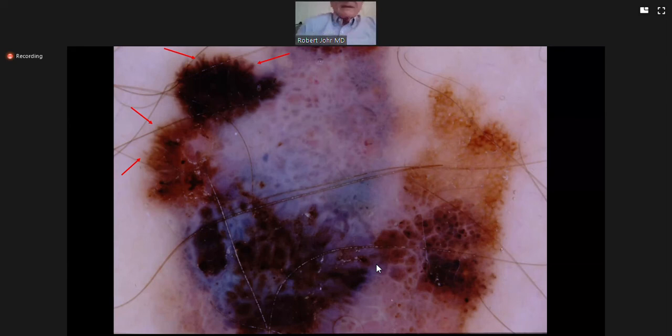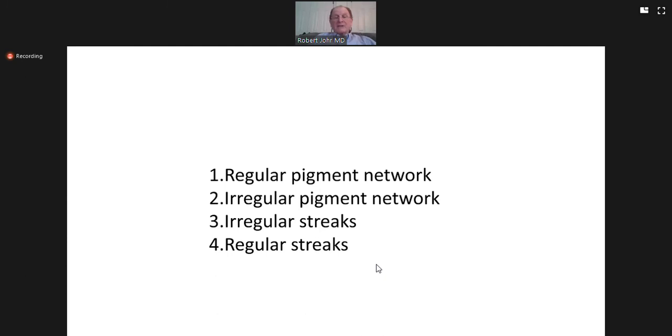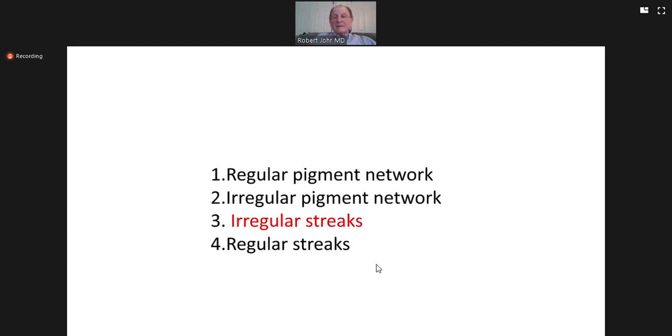Regular pigment network, irregular pigment network, irregular streaks, or regular streaks. So what are they? Okay. 3, 2, 1. All right, that's it. So they're irregular streaks. Good. Yes. Excellent.